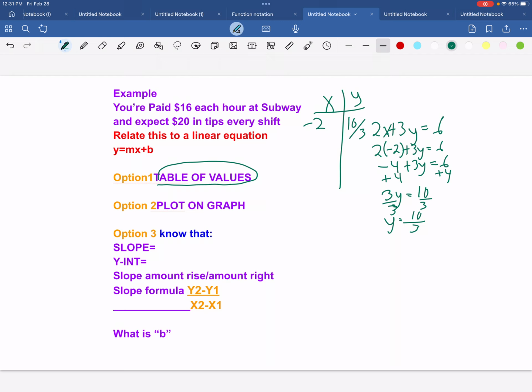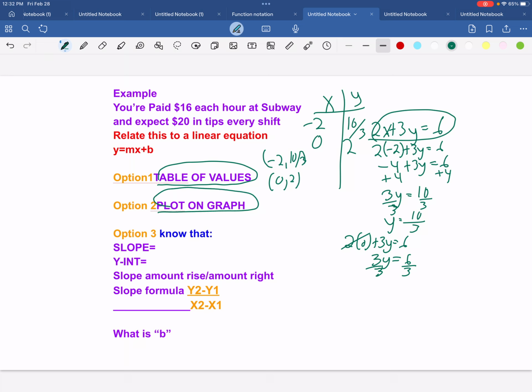Alright. If you put in 0 for x for this equation, you do 2 times 0 plus 3y is equal to 6. So this goes away. 3y equals 6, then y has to be 2. And so on, right? So you can make a table of values, and these are coordinates. You have -2 comma 10/3. Another coordinate would be 0, 2, and you could plot those on the graph.